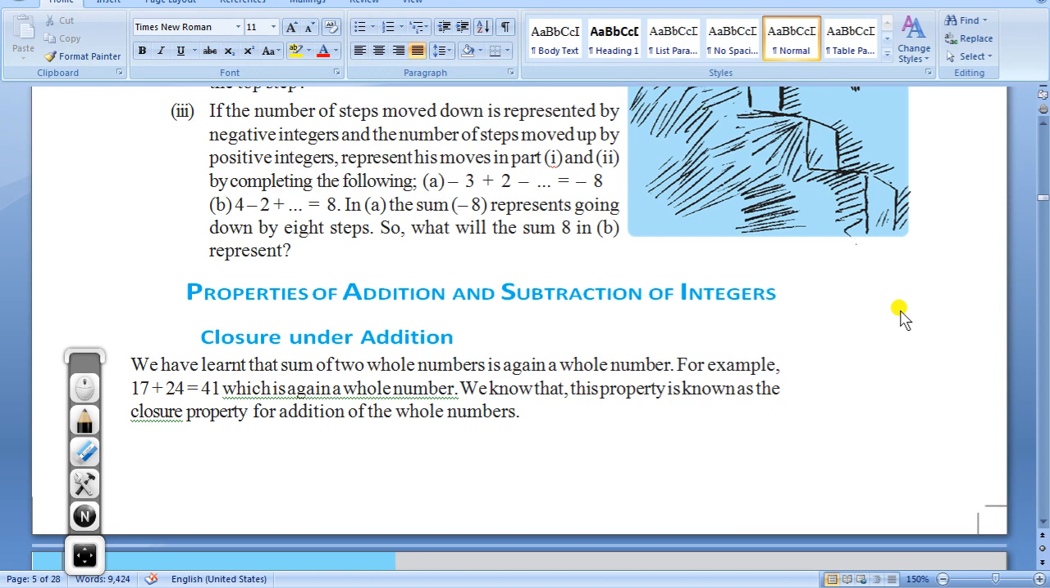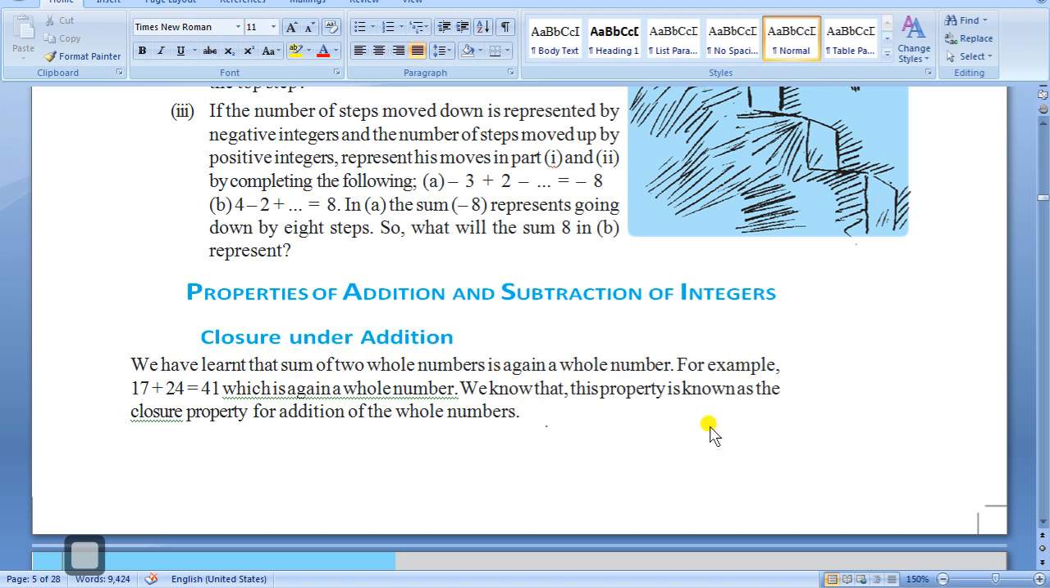Hello everyone. Today we shall discuss the various properties of integers. Today let's learn about the properties of addition and subtraction. Here you see properties of addition and subtraction of integers. The first property is closure under addition.